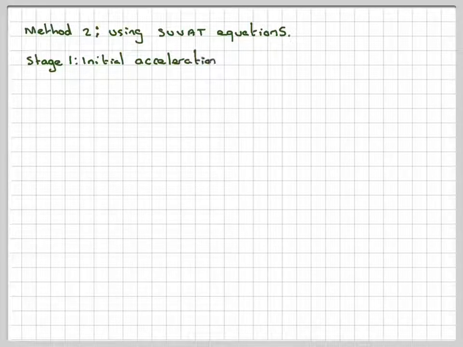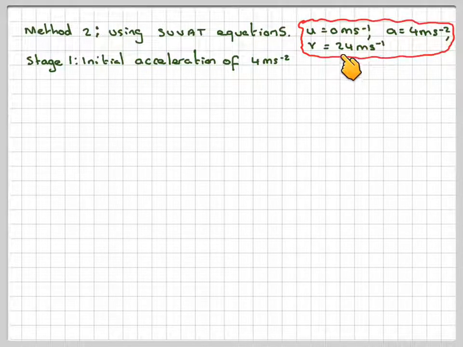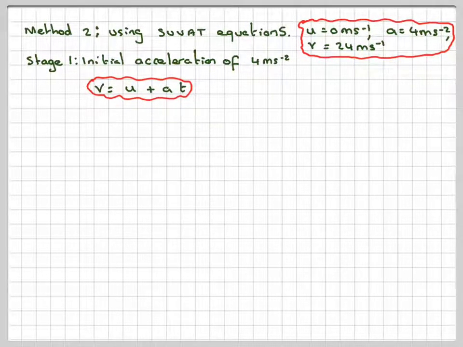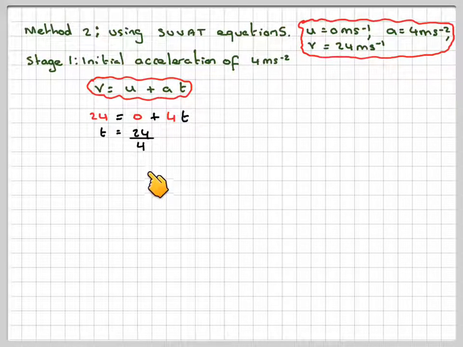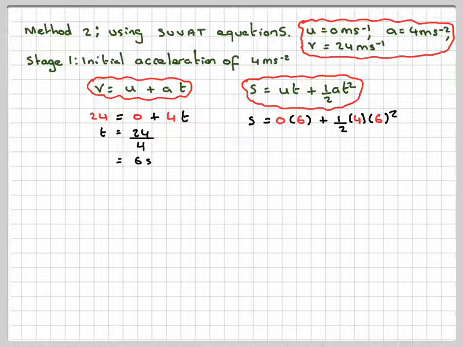Stage 1, the initial acceleration of 4 meters per second squared. We know that u is 0 because it starts from rest. We know the acceleration is 4 meters per second squared. We know the final velocity is 24 meters per second. So using v is equal to u plus at, and we're calculating t, which will be t1 on my graph, will be 24 is equal to 0 plus 4t, and therefore t will be 24 over 4, which is 6 seconds. The distance travelled in that first part, or the displacement, we can get from s equals ut plus a half at squared, which is going to be 0 times 6 plus a half times 4 times 6 squared, which will give me 72 meters.